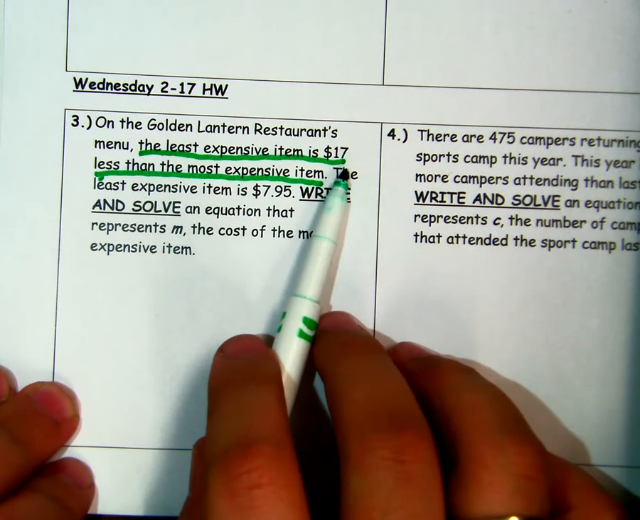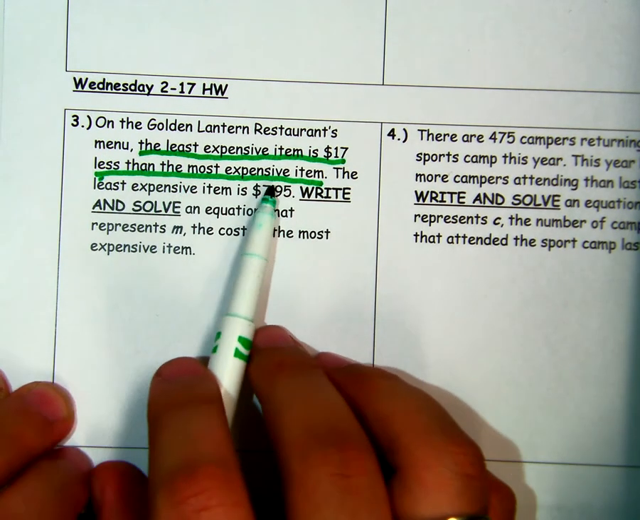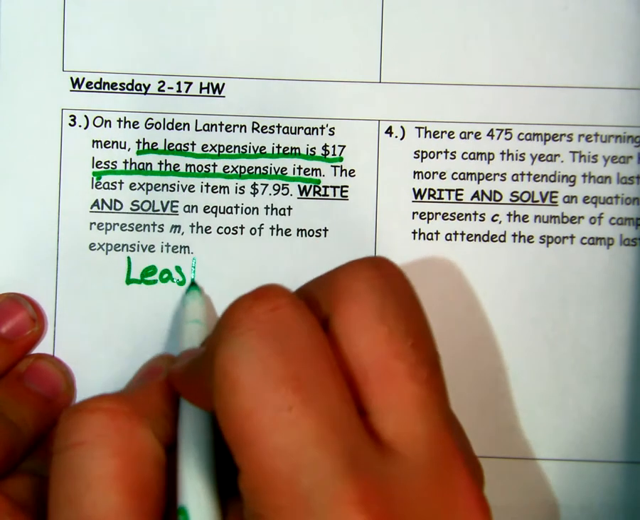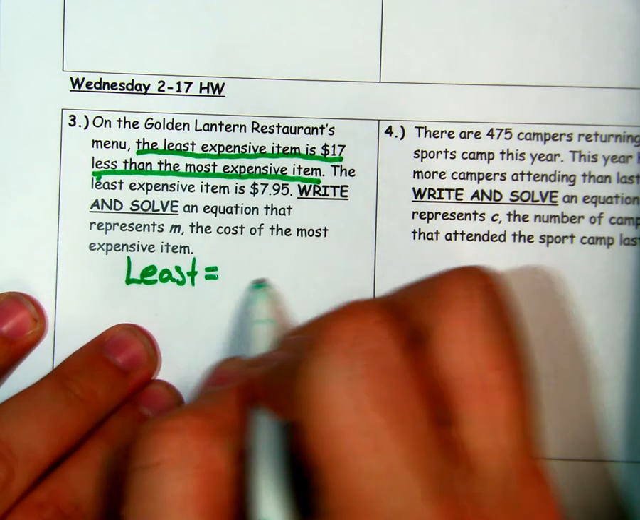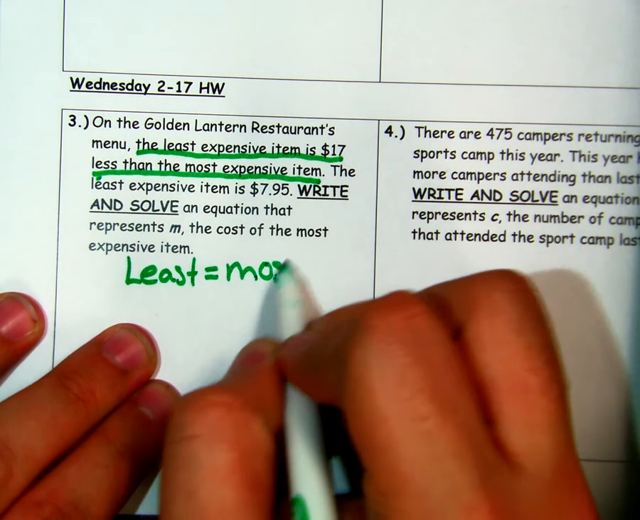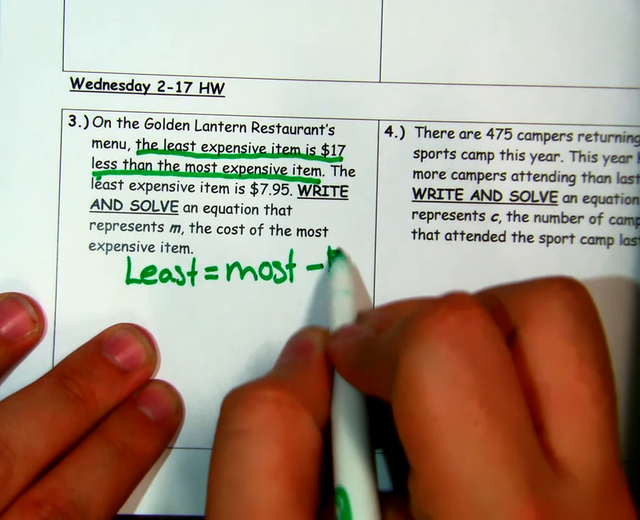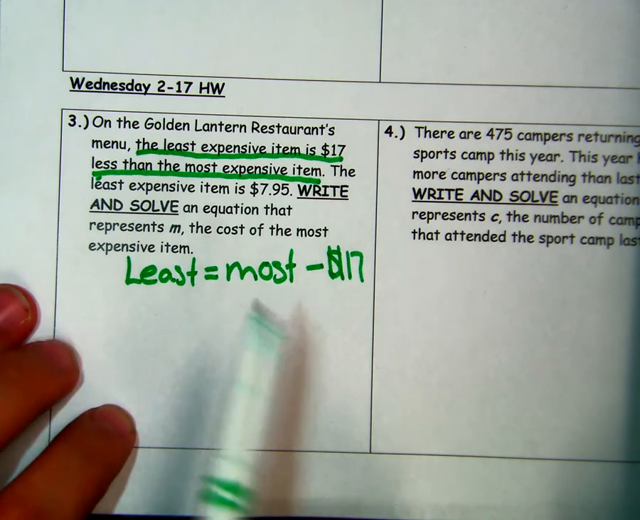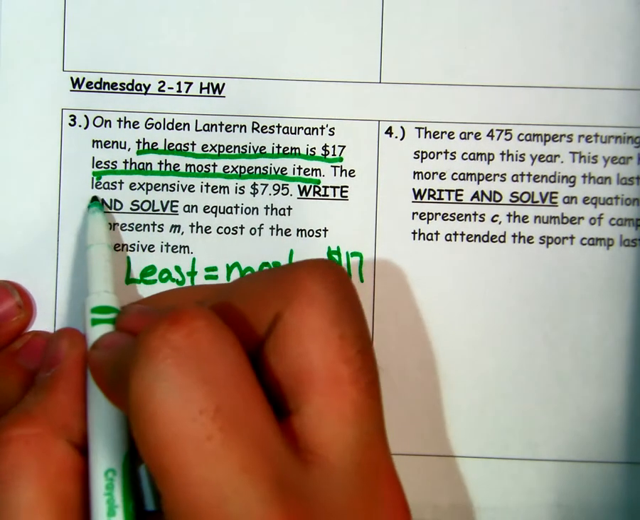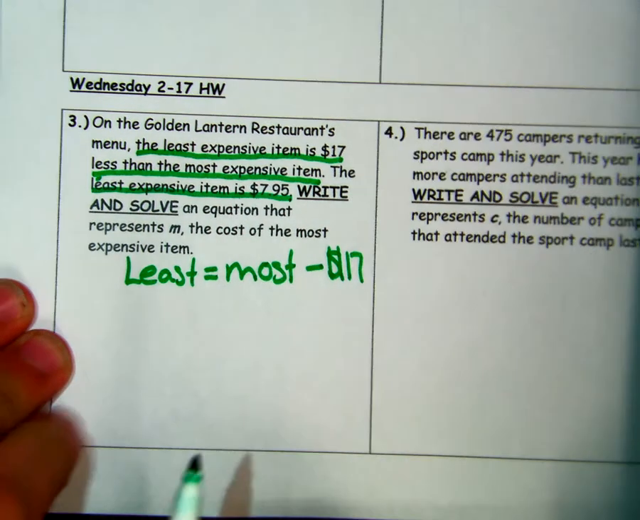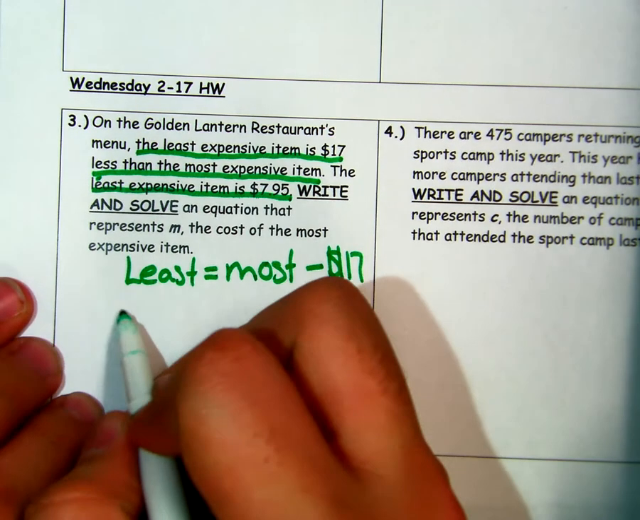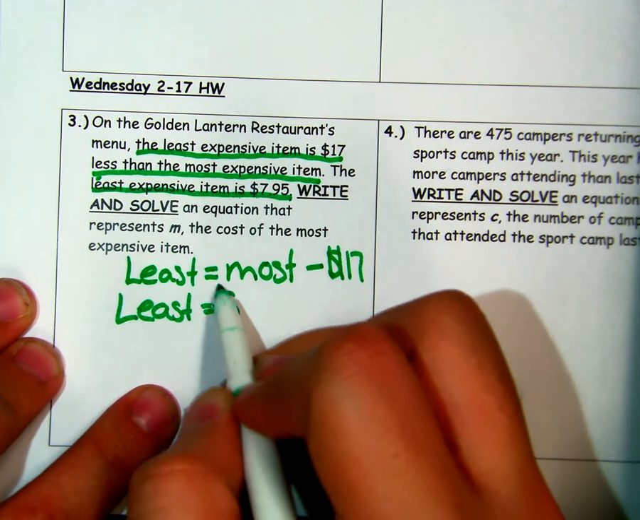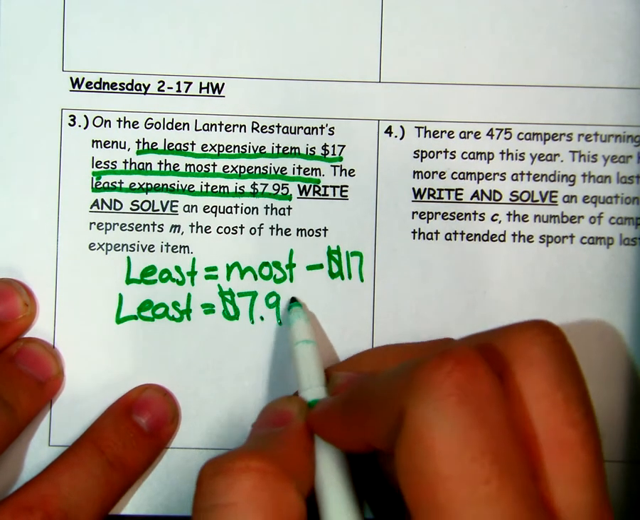So if I say $17 less than the most expensive, that part of my equation to represent the least expensive item is going to be the most expensive minus $17, since we're switching the order again. The second important piece of information says that the least expensive item is $7.95. So I know that the least expensive item has to be equal to $7.95.